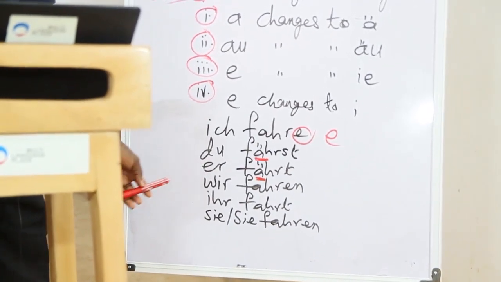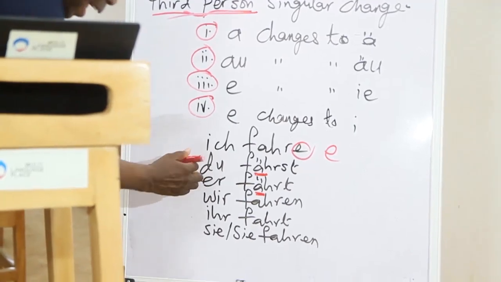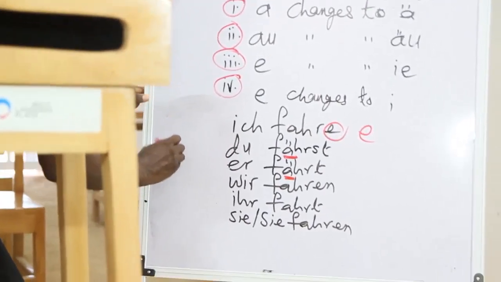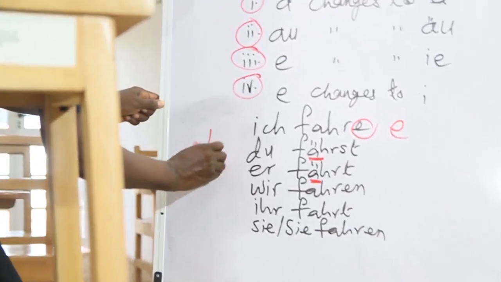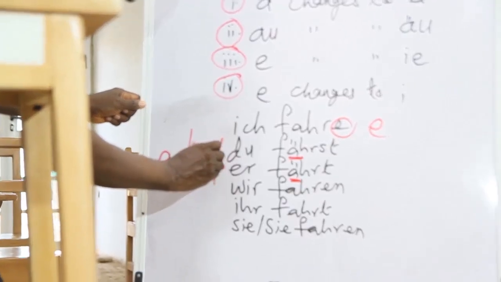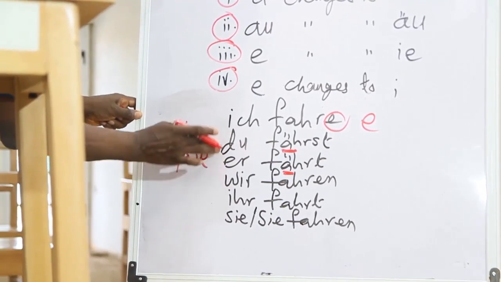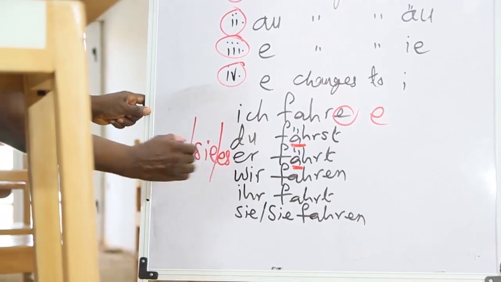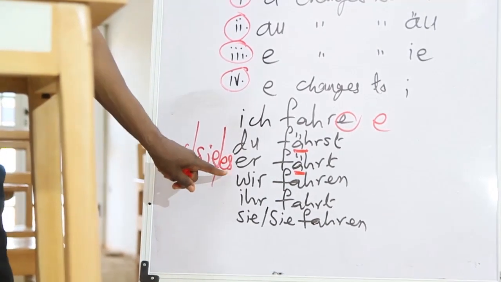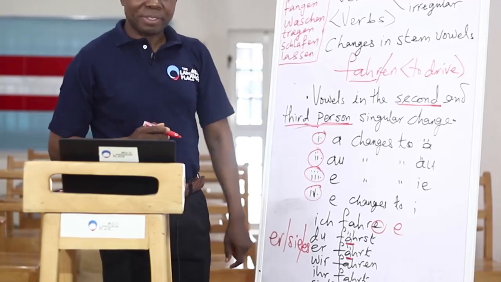Now, before we go on, I want to show you that this is the third person singular. With the third person singular, we also have sie, we have es. Okay? So let me write it clearly. So we have these three, er, sie, es. This is just representing them.